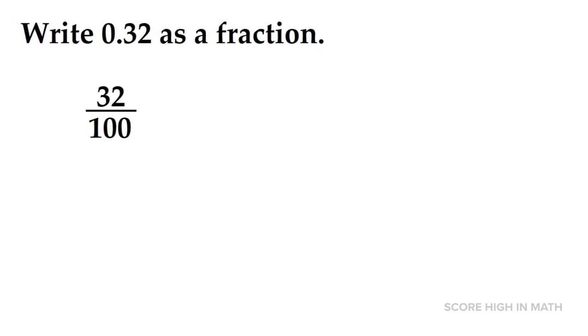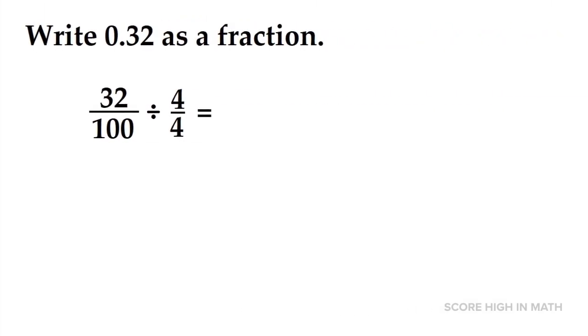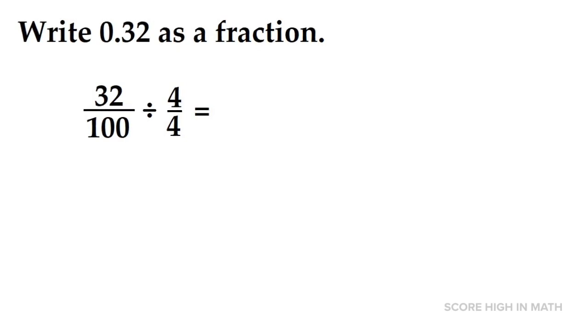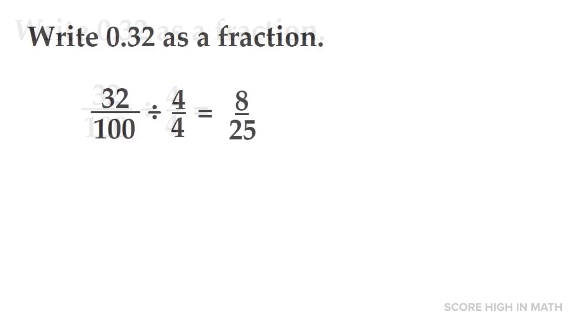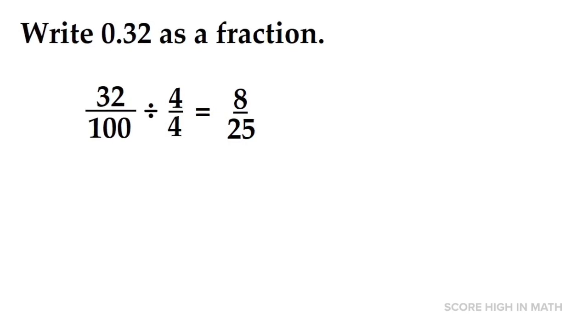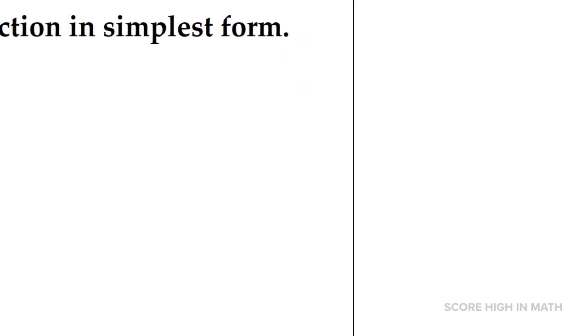0.32 as a fraction is 32 over 100. To convert 32 over 100 into simplest form, we're going to look for the common factor of 32 and 100, which is 4. So, 32 over 100 divided by 4 over 4. 32 divided by 4 is 8, and 100 divided by 4 is 25. Therefore, 0.32 as a fraction in simplest form is 8 over 25.